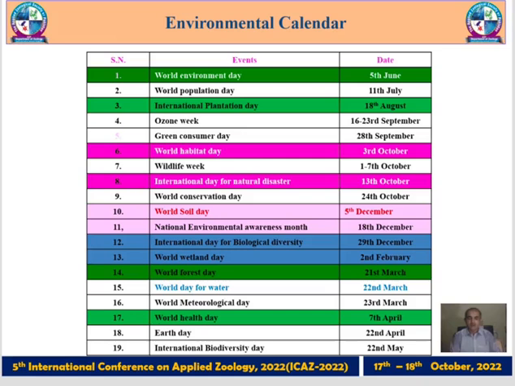And most of us are not familiar with these events because we celebrate our birthdays and Eid day, and we are not sincere regarding the environment.